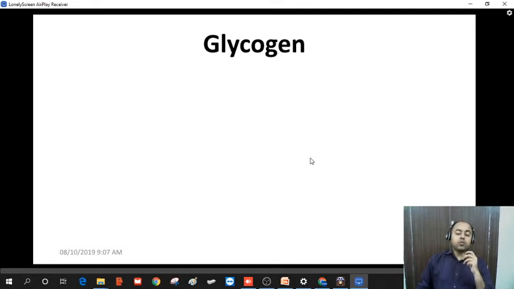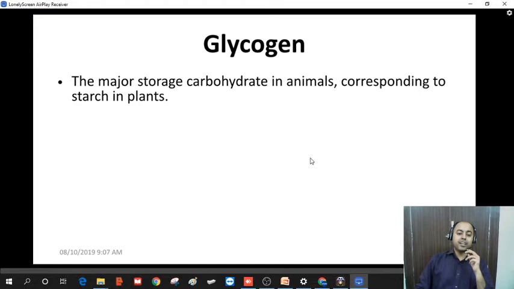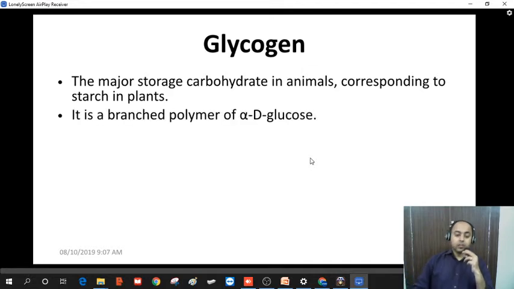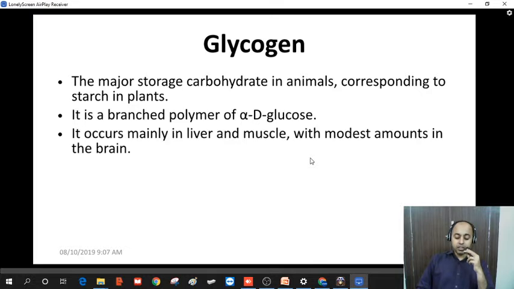Quick recap of what we had talked about glycogen previously. We had mentioned that glycogen is the storage form of carbohydrate in animals, and it corresponds to starch in plants. We had said it is a branched polymer of the D-glucose and it is known as the glucosan. We had said it occurs mainly in liver and muscle with modest amounts in the brain.